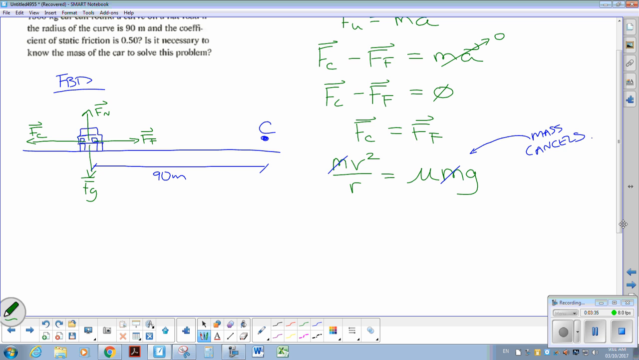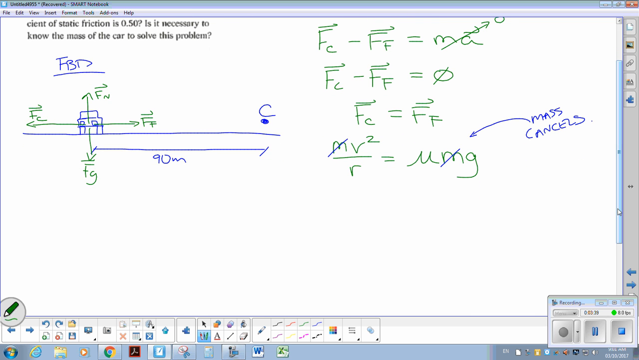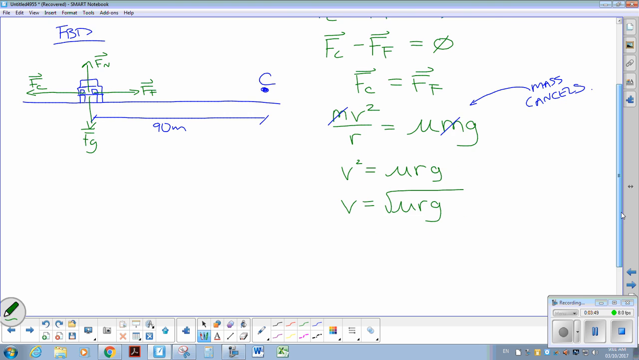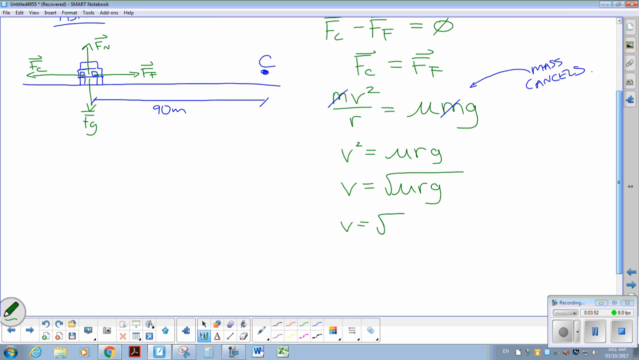And what was the question? Maximum speed. We're looking for v. So v squared equals mu r g, or v equals the square root of mu r g. You can substitute numbers in at any point here. It doesn't really matter. I like carrying it through, less writing for me. So 0.5 times 90 times 10, square root. I'll call g 10 because a safety factor is going to go on here anyway, so 9.81 versus 10 won't make much of a difference. And I get 21.2 meters per second.